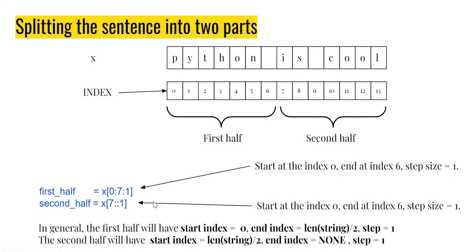So this is how, for this particular string, I can create the two halves. But in general, I can basically say start of 0, end of length by 2, step of 1, and then start of length by 2, end of None, and step of 1. So that's the logic we'll follow. And then of course, after splitting the string, we will just interchange or swap these two, right? So that's what we're going to do.